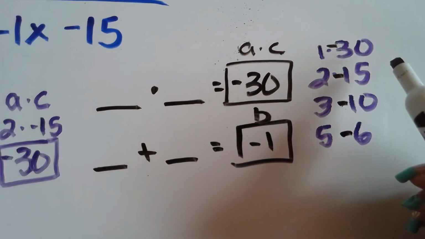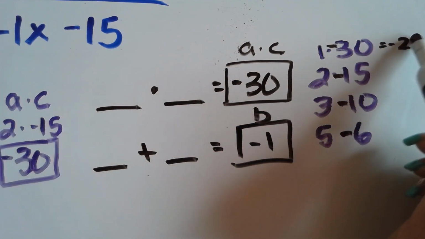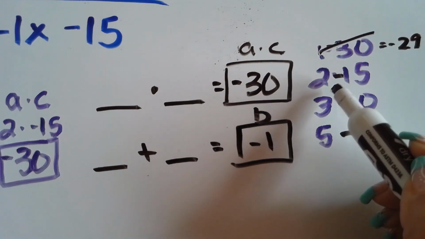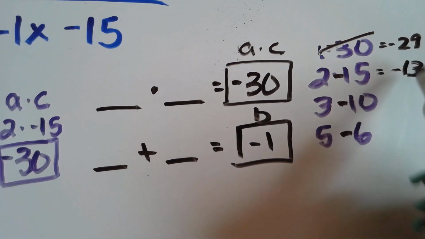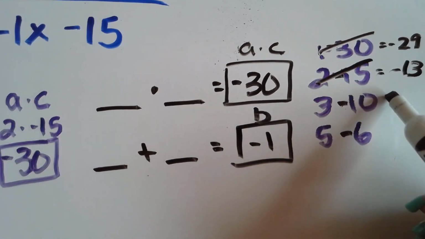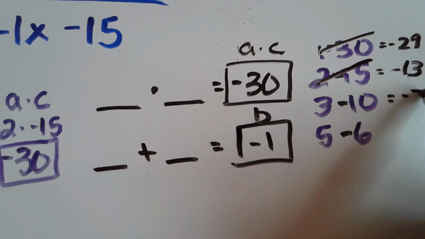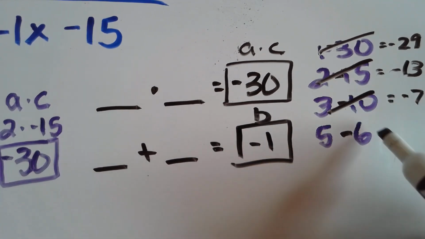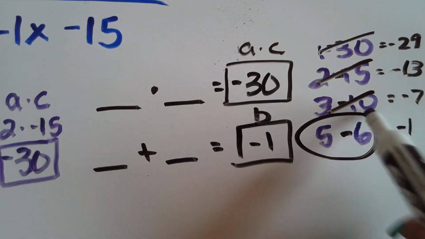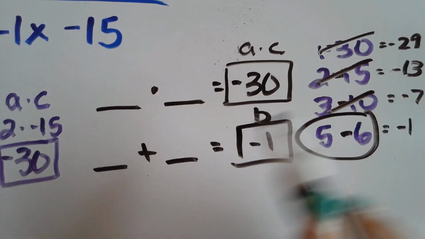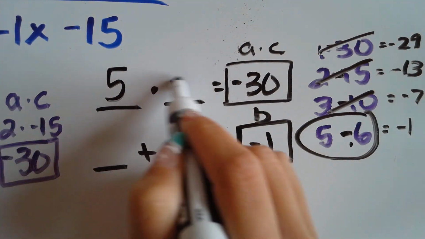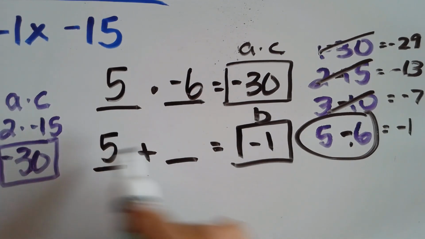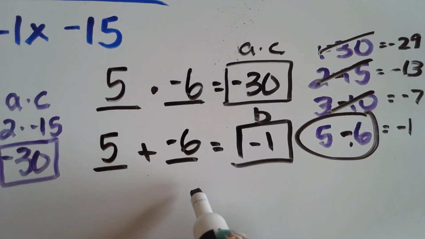So 1 minus 30 is going to be negative 29. That's not 1. So we can mark that one out. 2 minus 15 is going to be negative 13. That's not 1, so we're going to cross that out. 3 minus 10 equals negative 7. That's not 1. We're going to mark that out. And 5 minus 6 gives us negative 1. And here we go. We found our 2 numbers. So we know our 2 numbers that are going to be replacing our B are going to be 5 and negative 6. Okay? So 5 times negative 6 gives us negative 30, and 5 minus 6 gives us negative 1.